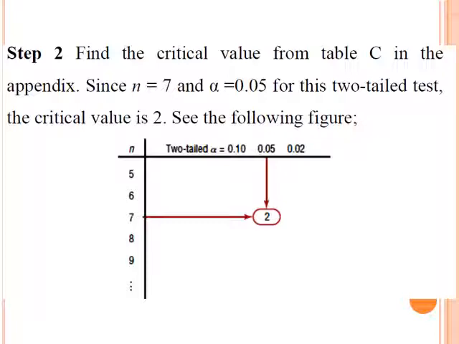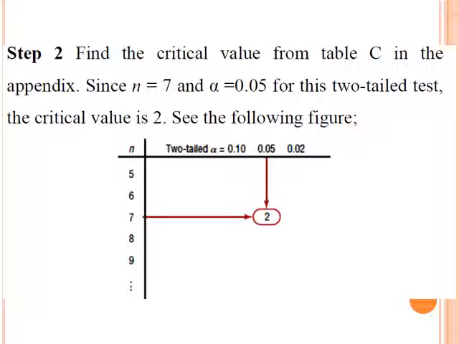The second step: find the critical value from Table C in the appendix. Table C has columns and rows. The rows are for the sample size n, and the columns are for alpha, beginning with 0.1, 0.05, 0.02, and so on. In this example, we have n equal to 7 and alpha equal to 0.05, which is 5%.